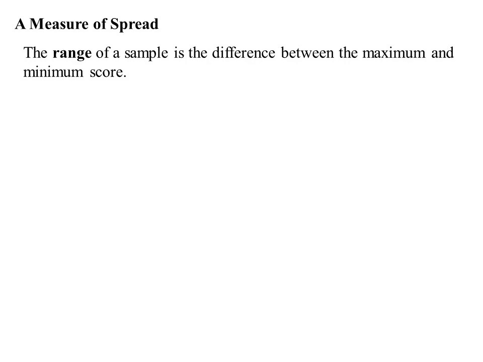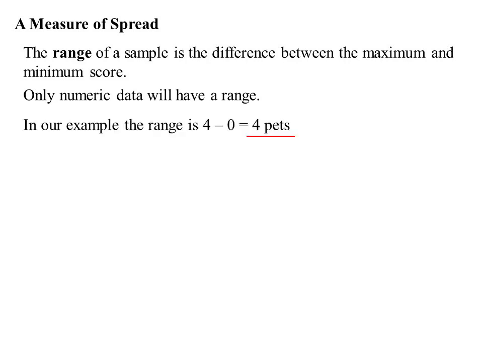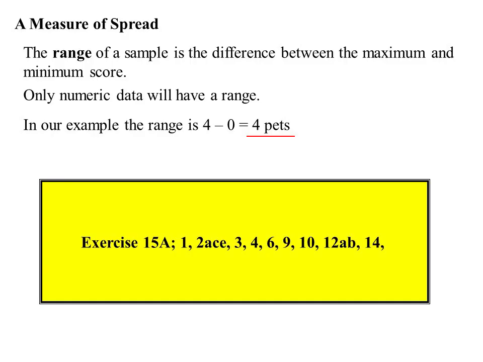Measure of spread then. Range, so maximum minus minimum, but only the numeric data will have a range. You can't say what's the range of the colour of eyes. What's blue minus green? Yellow? I don't know. In our example, the range would be 4 minus 0, 4 pets. So there's a very quick recap on our stats.